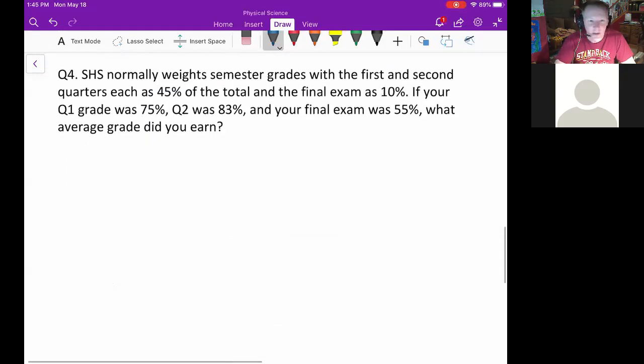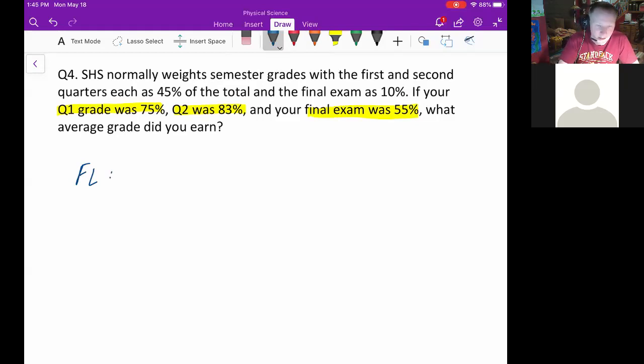So our fourth example here is that we normally weight the semester grades. First and second quarters are each 45%. And then the final exam is 10%. So let's take this scenario where Q1 grade was 75%, Q2 was 83%, final exam was 55%. Final exams, you guys don't study enough, just saying. And we'll see how this goes together into one final grade. So this will be labeled in the gradebook as a FL, final letter grade, even though we're calculating a percentage here.